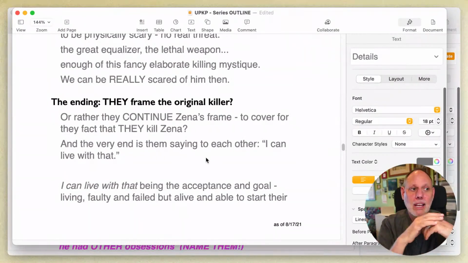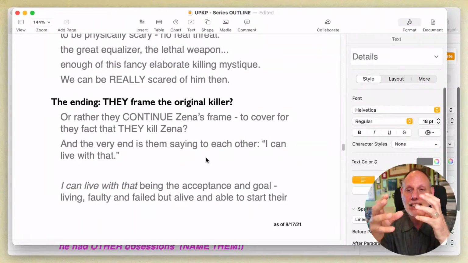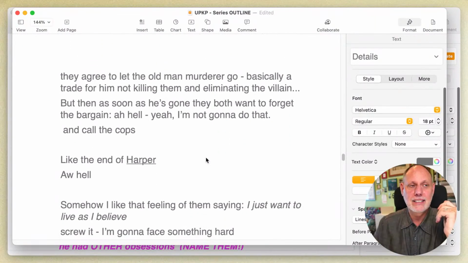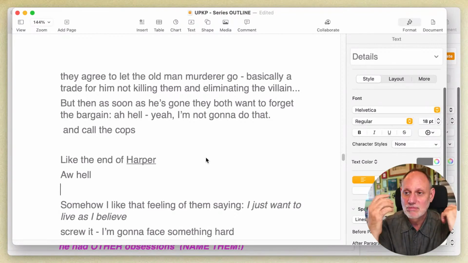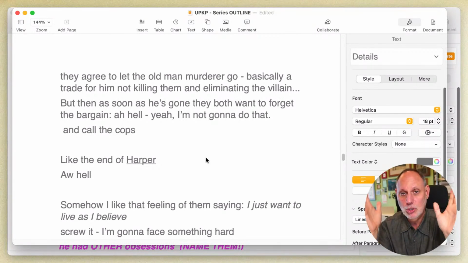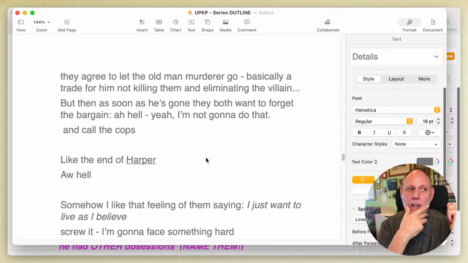That's one possibility. The other possibility is that he actually kills Xena and then says, hey, here's the deal. I took care of our problem. Now you're going to let me go. That's the trade. And they say, sure. But as soon as he's gone, they're like, nah, we're not letting him go. And they call the cops.